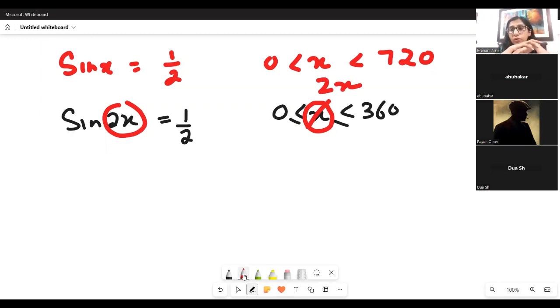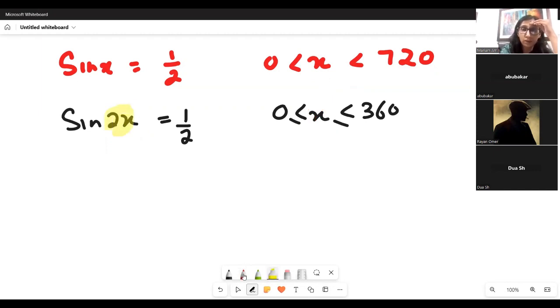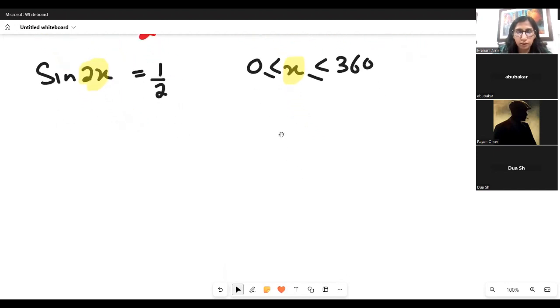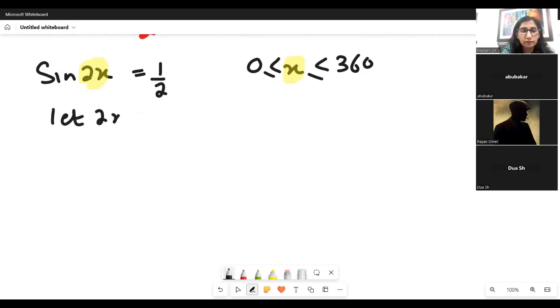If here also it was 2x, we wouldn't have had any issues, we could start solving this question. But for now it's not 2x, and it's very, very important that this inner argument and this inner argument both need to be exactly identical for you to be able to start solving it. So now what do you do? You take help of substitution here. You say let's change this into y. Let 2x equals y. So you get sine y equals half.